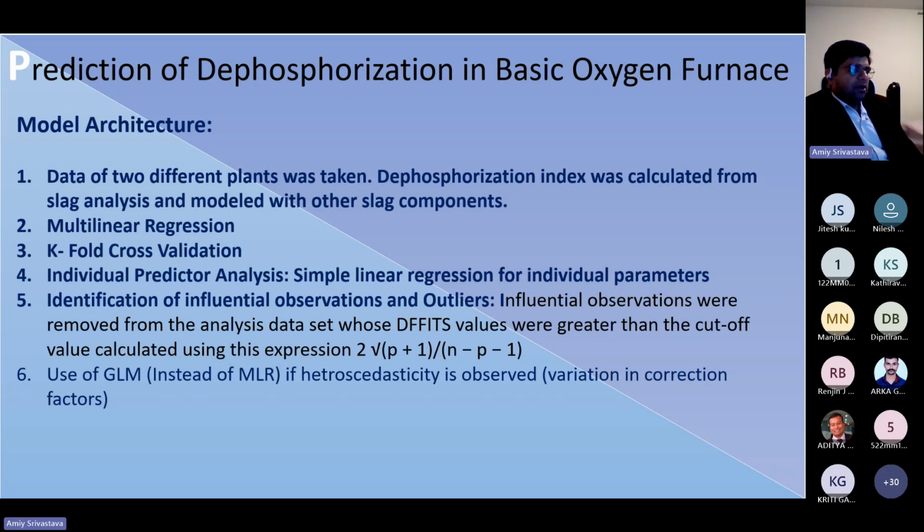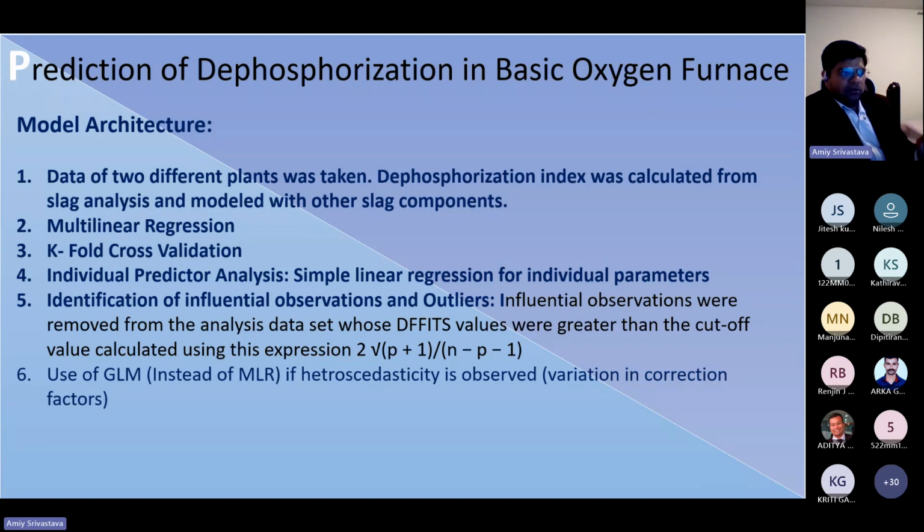Sometimes what happened, like in MLR, there is a problem called heteroscedasticity. It is a very difficult word to pronounce. But to make you understand, sometimes whenever we are curve fitting something, some losses are there. In order to match those losses, we introduce some correction factors. Sometimes those correction factors are good for one range, but not good for another range, and so errors increase for different ranges of the data set.